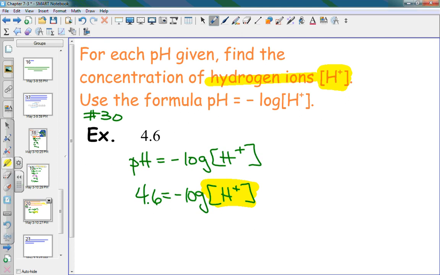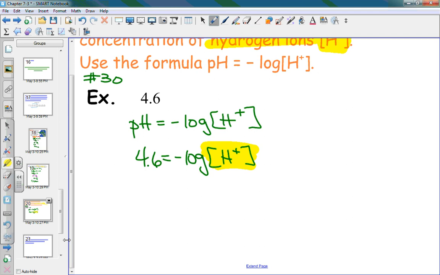So what do I need to get rid of first? The negative. How do I get rid of the negative? Divide both sides by -1. So I have negative 4.6 is equal to log of H+.